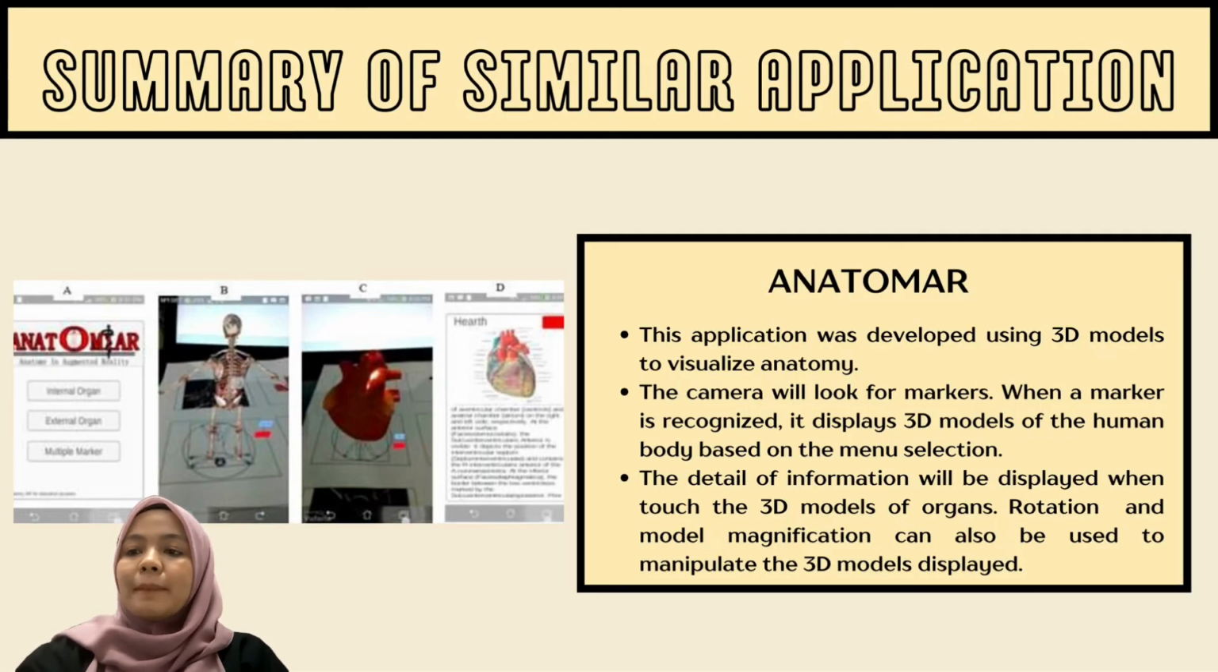Summary of similar applications. The first one is Anatomer. This application was developed using 3D models to visualize anatomy. The camera will look for a marker. When a marker is recognized, it displays a 3D model of the human body based on the menu selection. The detail of information will be displayed when you touch the 3D model of an organ. Rotation and model magnification can also be used to manipulate the 3D model display.